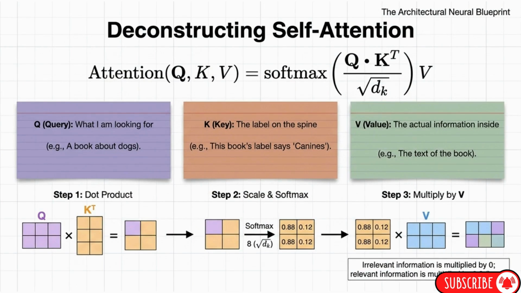Self-attention may look complex, but the idea is simple. Every input creates three things: query, key, and value. Think of query as, what am I looking for? Key as, what information do I contain? And value as, what actual information should I pass forward? The model compares queries and keys to calculate attention scores. Then it uses those scores to decide how much value to collect from each token. In images, this means one patch can learn how strongly it should connect with other patches.